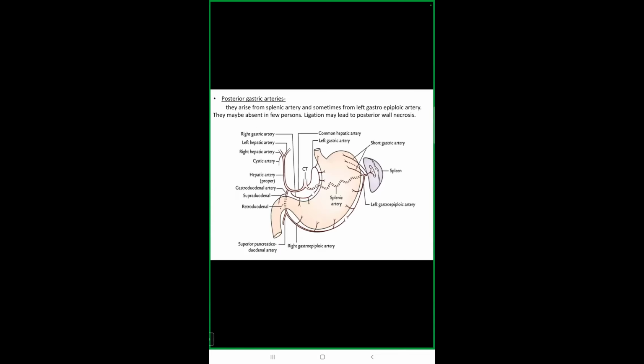Short gastric arteries run upwards and supply fundus of the stomach. It may sometimes arise from the splenic hilum. It is a source of bleeding during greater curvature dissection. The left gastroepiploic artery runs inferiorly along the greater curvature and anastomoses with right gastroepiploic artery that arises from gastroduodenal artery. The posterior gastric arteries. They arise from splenic artery and sometimes from left gastroepiploic artery. They may be absent in few persons. Ligation may lead to posterior wall necrosis.